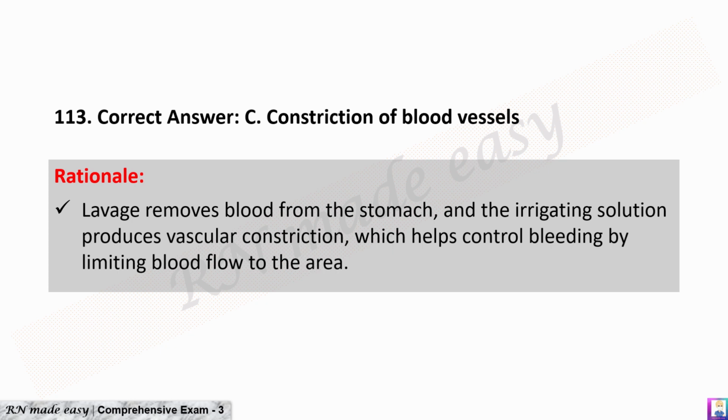The correct answer, C. Constriction of blood vessels. Rationale. Lavage removes blood from the stomach, and the irrigating solution produces vascular constriction, which helps control bleeding by limiting blood flow to the area.